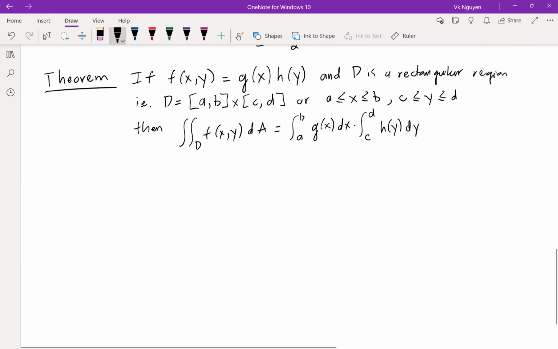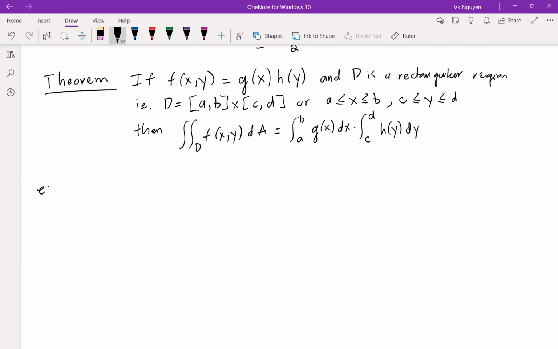Here comes another example. Just evaluate for now. Evaluate. Well, the textbook used R for rectangle. You can use R or D. When you get to the later chapter, they just use D. So you can use R, but then if you write R, you've got to define R.